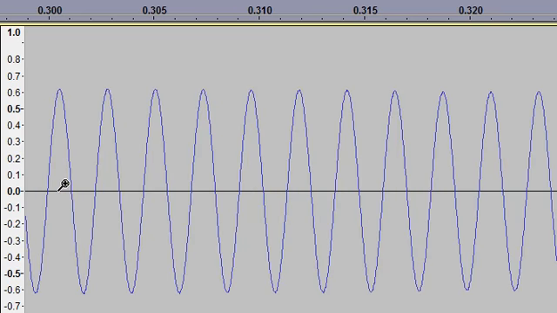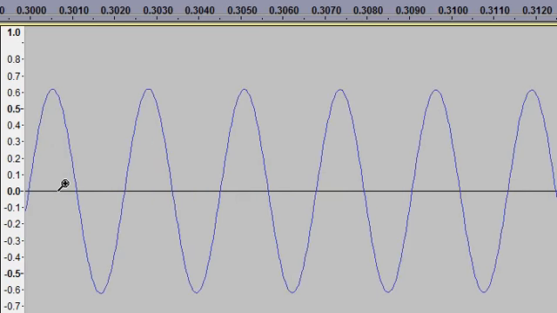What can you see emerging? There we're looking at 0.3 to 0.32, 2/100ths of a second of time, a tiny fraction. Let's zoom in some more.